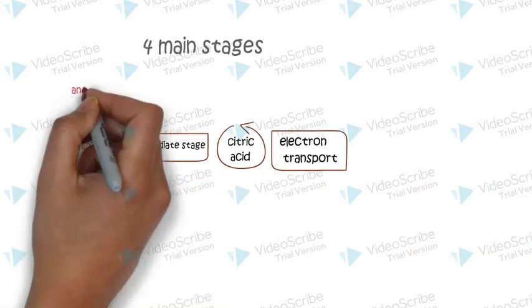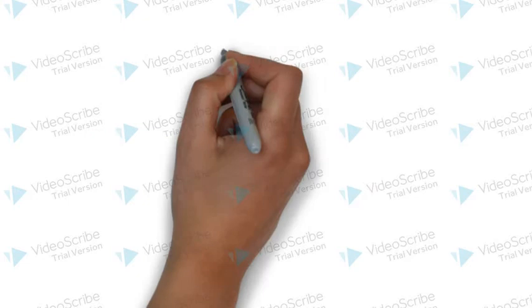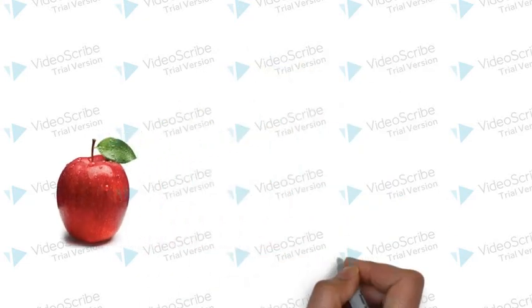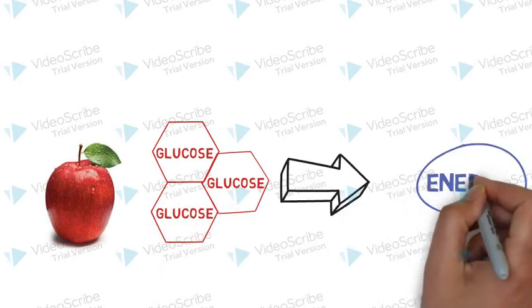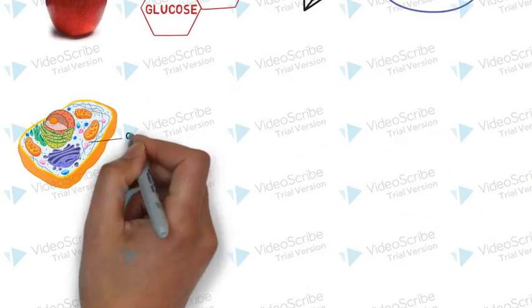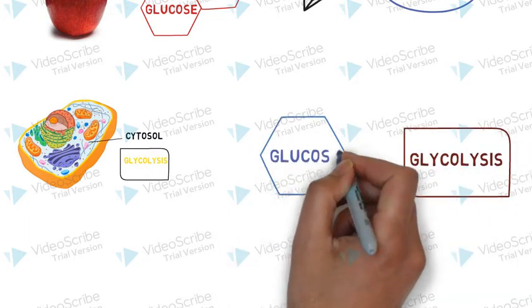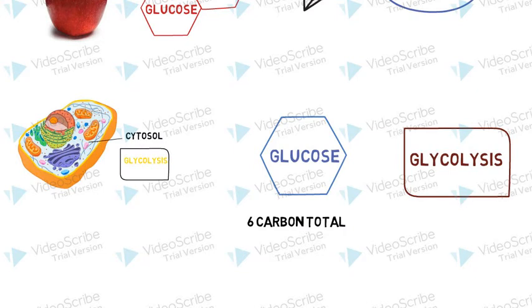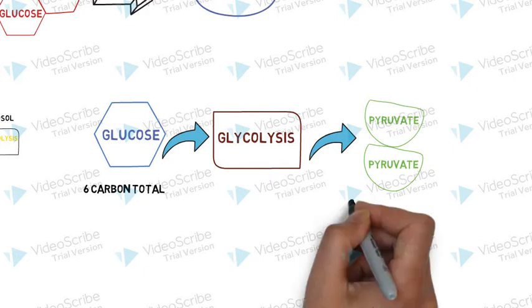An important thing to note is that glycolysis does not require oxygen, making it anaerobic, and the other three stages require oxygen, making them aerobic. So let's say you are eating an apple, which contains glucose, and your body wants to take some of that glucose and convert it into cellular energy. Inside the cytosol of the cell, the first step, glycolysis, takes place. During glycolysis, a molecule of glucose, which has 6 carbons, goes through a series of steps that convert the glucose molecule into 2 pyruvate molecules.